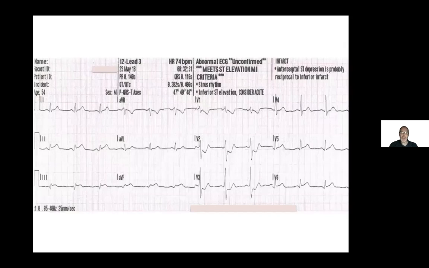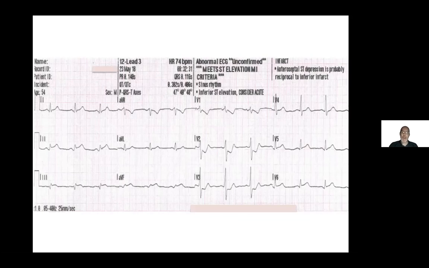So they run the EKG, and they see elevation in 2, 3, and AVF. But if you look closely, you actually see more elevation in 2 than you do in lead 3. It's not the other way around like you would expect to see for a right coronary artery occlusion. Look at your money lead though. Look at AVL. I literally do not see anything other than a perfectly isoelectric ST segment. There is no ST depression in my money lead.